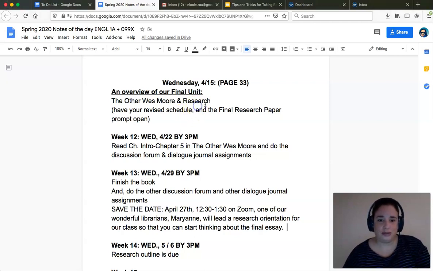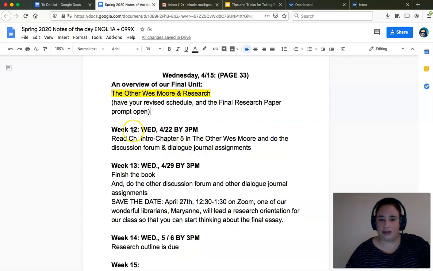The main thing you should be aware of is the focus of our last unit, and we'll take a look at what it looks like in Canvas. We're going to be reading The Other Wes Moore, but the paper will also be teaching you how to do research as well. Hopefully by now you have the book. I've reminded you a couple of times. That will be the focus of the next couple weeks: reading the book and doing discussions about it. When we write the paper, we're going to be writing about The Other Wes Moore, but also incorporating research.